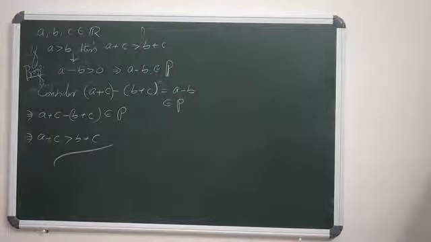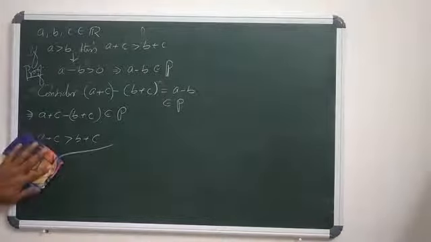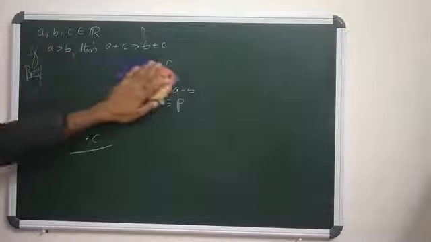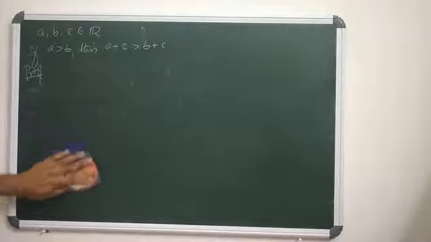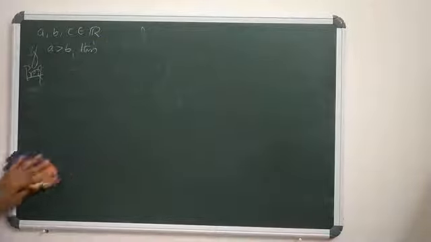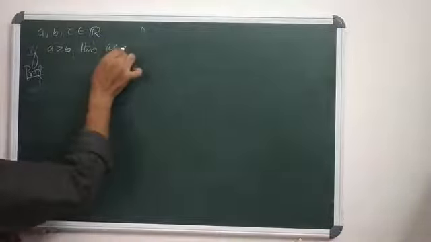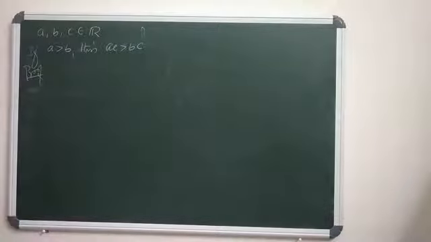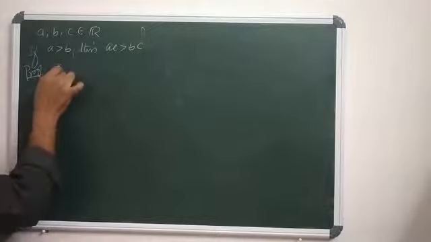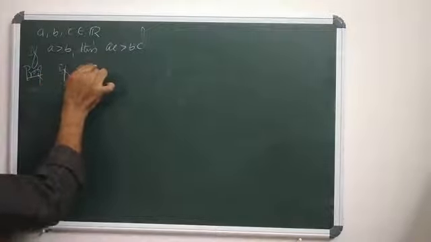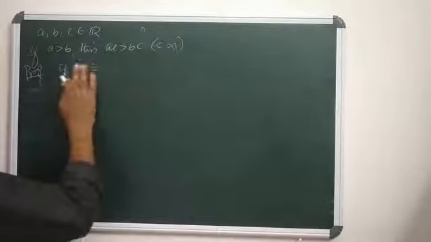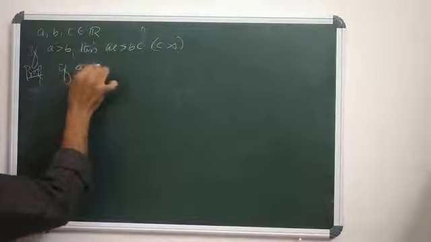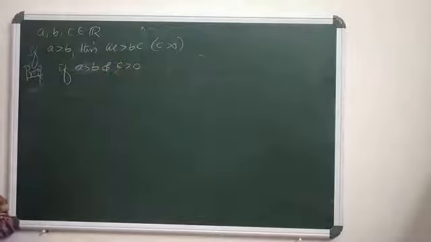Okay. Now we know another result. If A is greater than B, then AC is greater than BC, or CA greater than CB. How to approach this one? If A is greater than B and C is positive, where C is greater than 0.